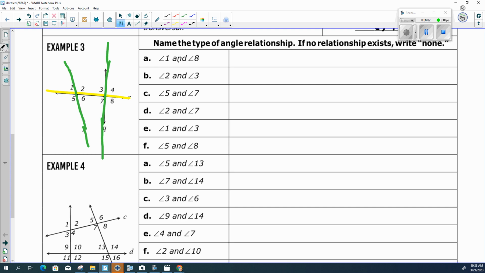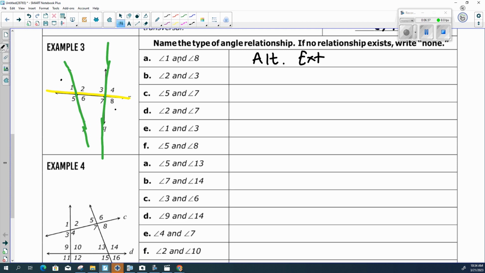Can you figure out the interior? I'm seeing 2, 3, 6, and 7 are inside those green lines. Can you see the angles that are exterior? 1, 5, 4, and 8. That might help. Okay, angle 1 and angle 8. The first question you ask yourself, are these on the same side of the transversal or opposite? They are not on the same side, so these are alternate. Are they alternate interior or alternate exterior?